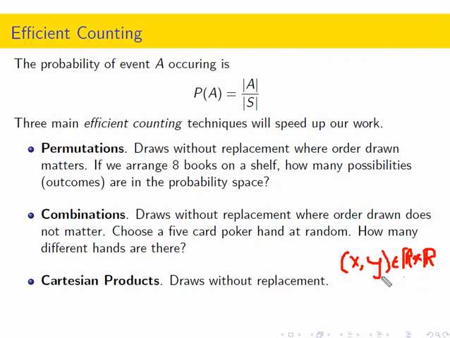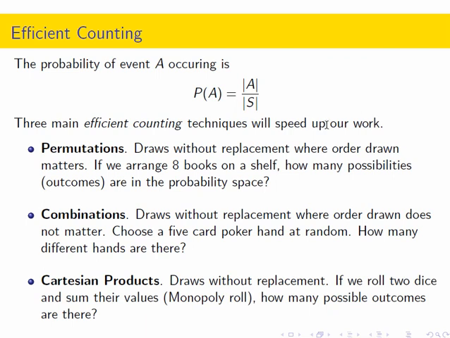And so the cardinality of the Cartesian product is the number of elements in the first set times the number of elements in the second set. We use this pattern all the time in our probability calculations. All right, so now I believe we're ready to do some calculations.